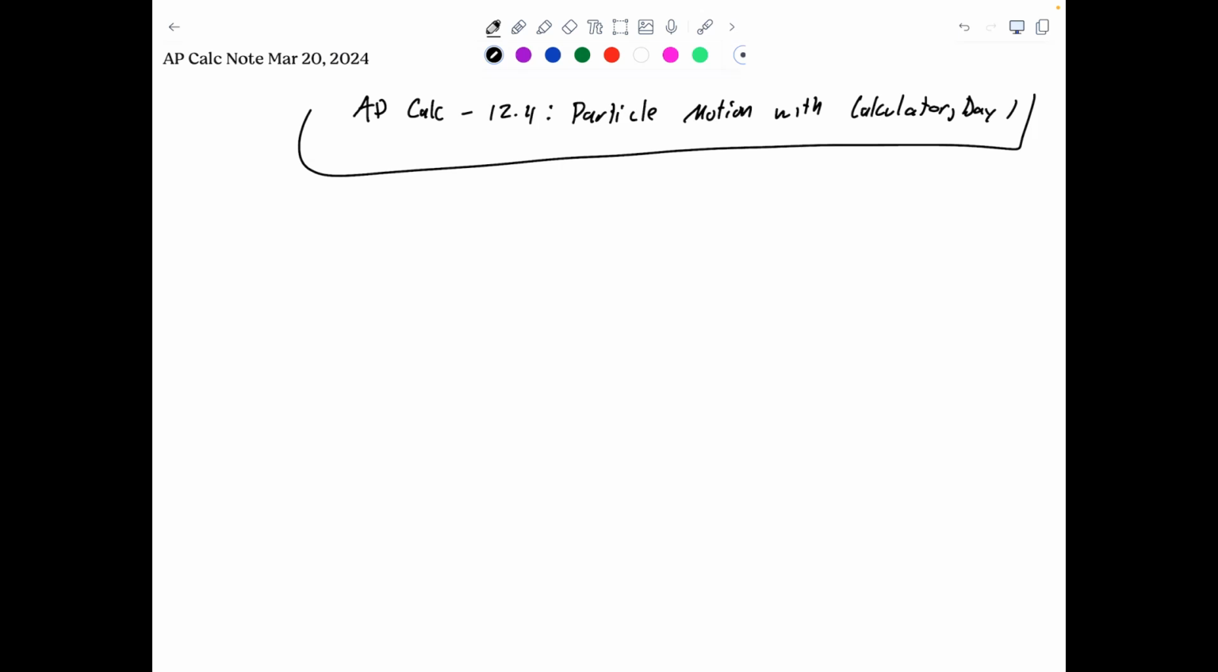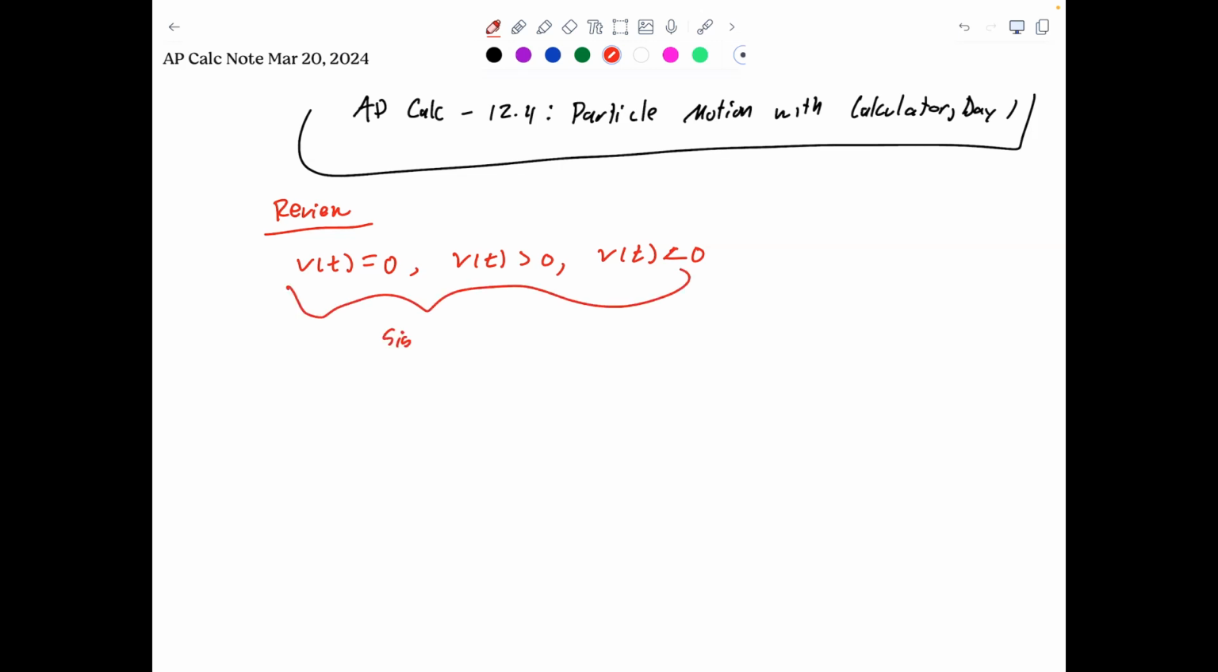So remember from review, when v of t is equal to 0, we want to know when v of t is greater than 0, when v of t is less than 0. All of this is basically sign analysis. And of course, we can use the graph about motion.